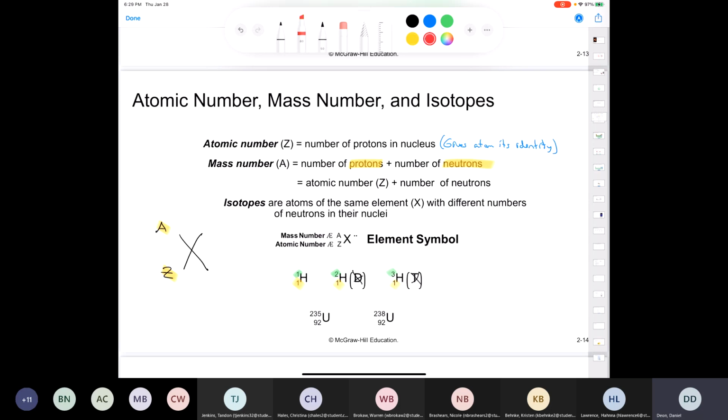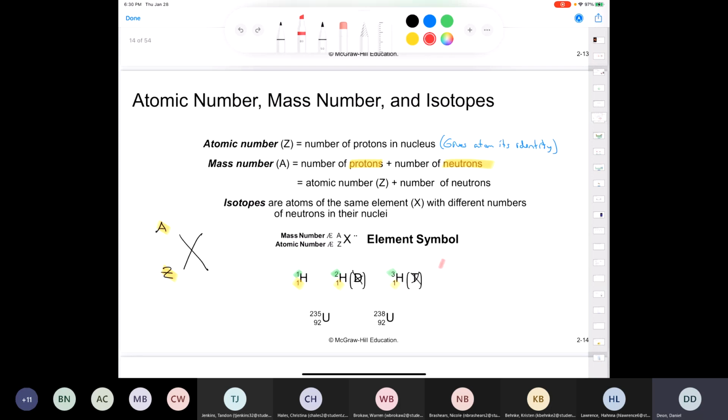Could anybody tell me how many neutrons are in this isotope that I have circled in red? And it's not a trick question. Exactly, there'd be one neutron, because 1 plus 1 will give you 2. There's already one proton, so that means there must be one neutron. In this isotope, there must be 2 neutrons, right?